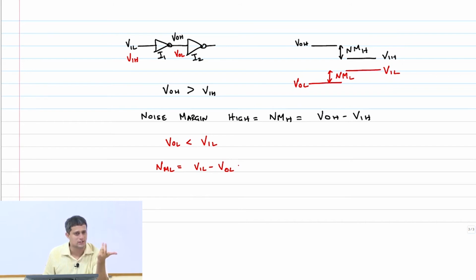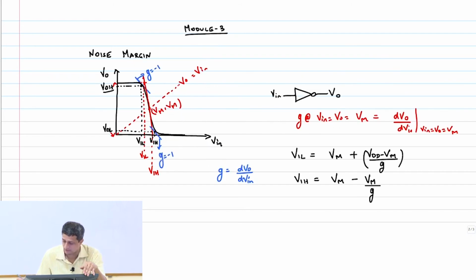Of course, VOH is very close to VDD, correct? So, we can make the substitution that VOH is nearly VDD. So, this is in black, right? So, this is VDD minus VIH. What is that value? VDD minus VM minus VM by G.